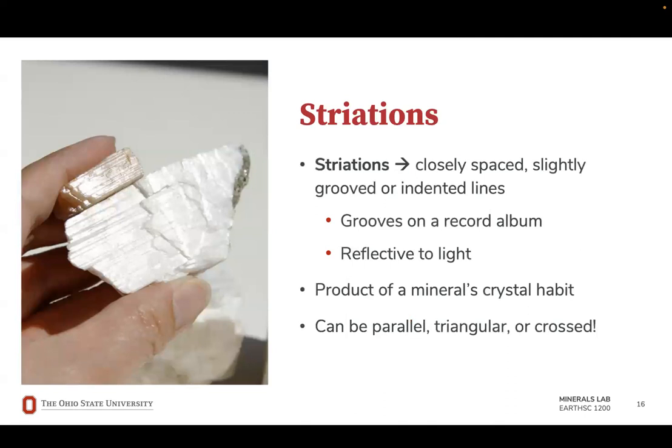Striations are closely spaced, slightly grooved, or indented lines on the crystal faces or cleavage surfaces of some minerals. They look kind of like the grooves on a record album. Plagioclase feldspar is an example of a mineral with striations on one cleavage surface. This is the only way to distinguish the two feldspar minerals, plagioclase and orthoclase.